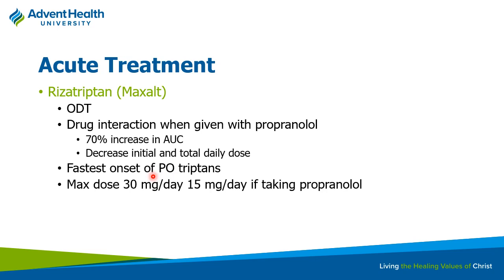But it does have the fastest onset of all the PO triptans. So if they have no aura, and once they get it, they know it's coming on, once it happens, it happens, this is a good agent because it's going to have a faster onset.